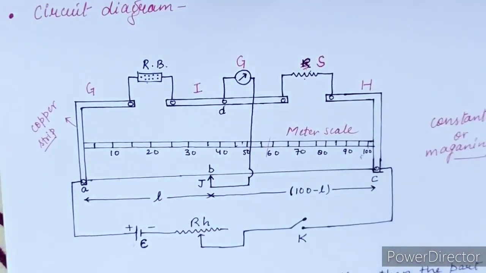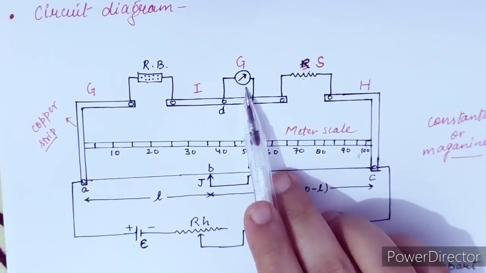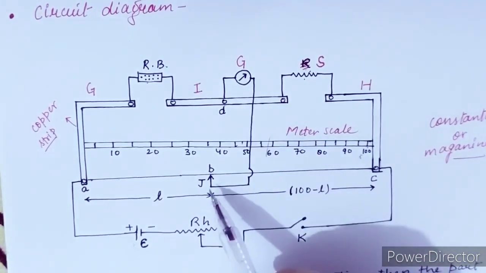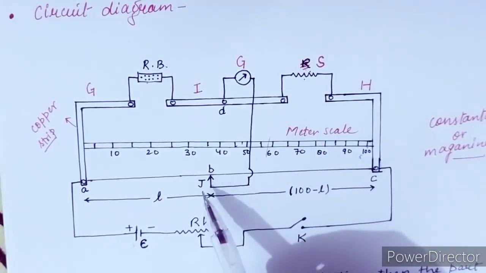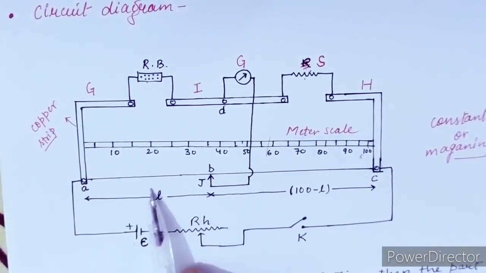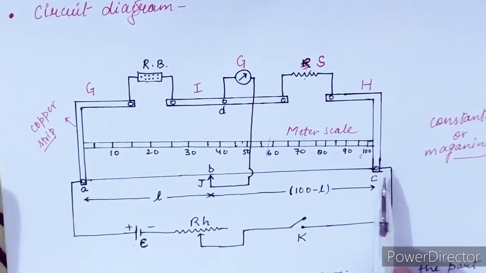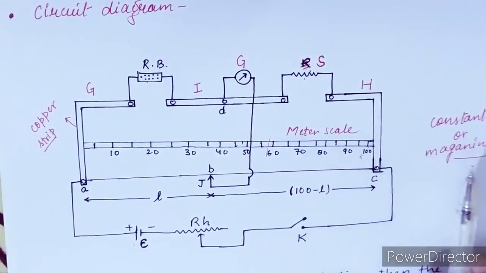Suppose at a particular point a 0 deflection is shown by the galvanometer, it means that point is your balanced condition, and from point A to B is your balancing length L, and the remaining length is your 100 minus L. So we just take the one reading.